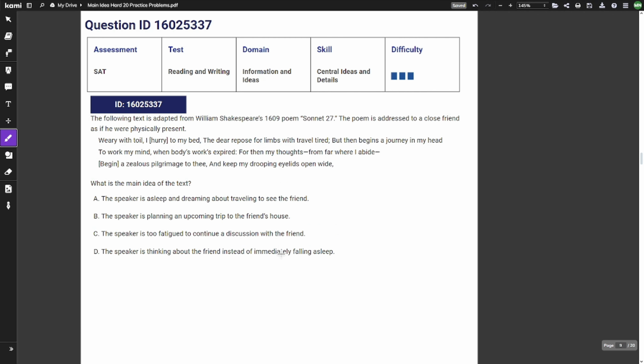Question number 9. Once again, feel free to pause and read. Alright, so here it just asks us for the main idea, so let's quickly summarize the text. We know that this poem is going to be addressed to a friend as if they were physically present, so we know that this friend isn't really there.